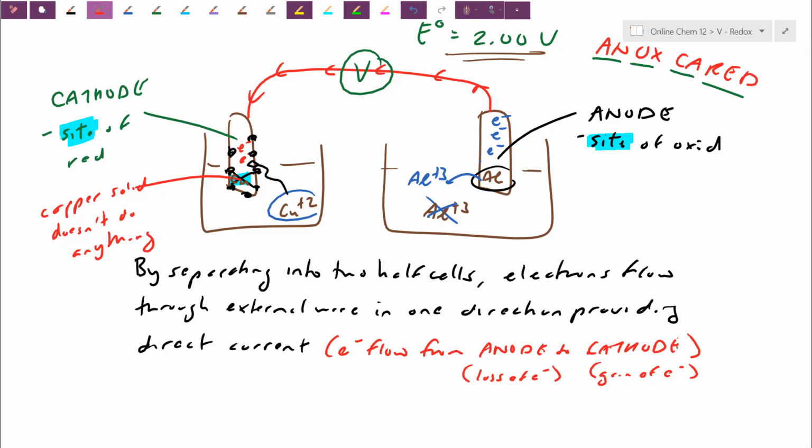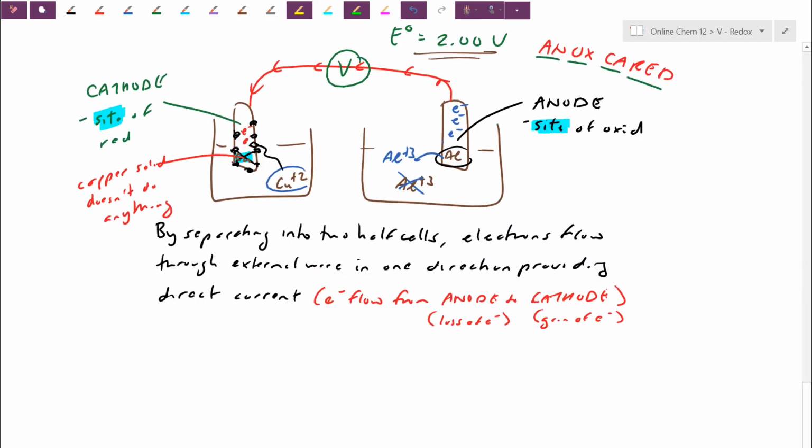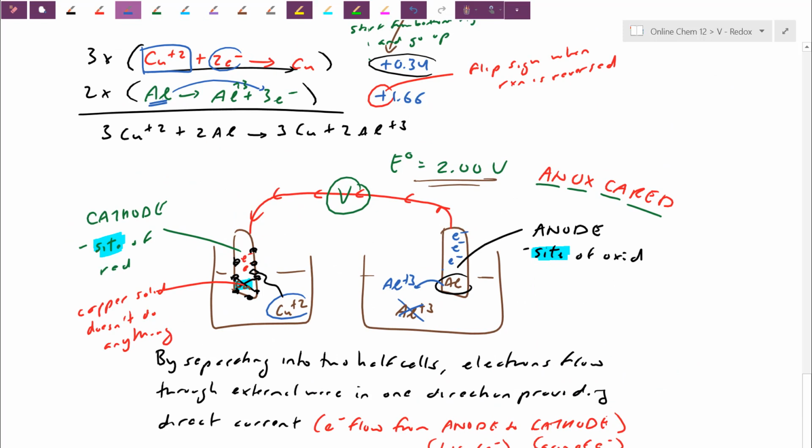We can even make some observations at each side here. Well, remember the reaction involved aluminum jumping into solution, dropping off its electrons. So I'm taking solid material, and as I jump into solution, I'm losing that solid. So therefore, we can conclude, for this case, the mass of the anode decreases. I actually lose aluminum because it's jumping off into solution.